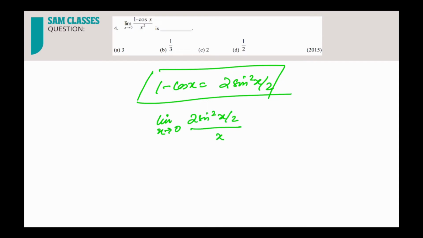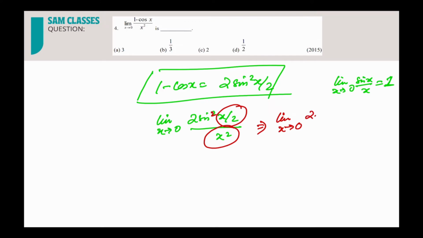x square is there. Now what I have to do, you remember this limit formula, limit x tends to 0, sine x by x is how much? It is 1. So I have to make whatever x I have here, I have to make it here also. So how will I do? Now a lot of students get confused. So this x square means what? Limit x tends to 0. So I'm going pretty detailed. 2 is left outside. Sine x by 2, then whole square is there.